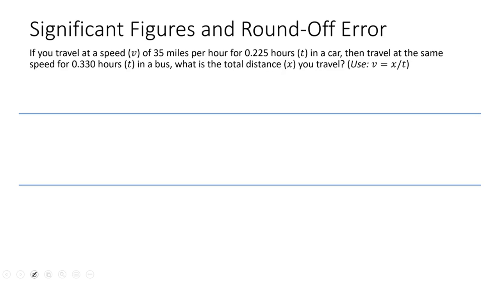We travel at speed 35 miles per hour, which we're going to say is v. That's our symbol for speed.